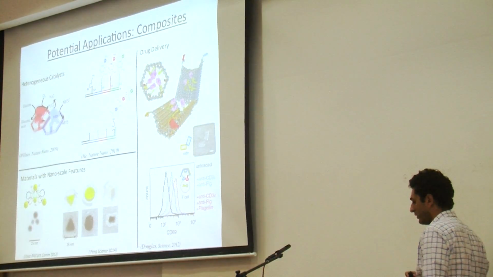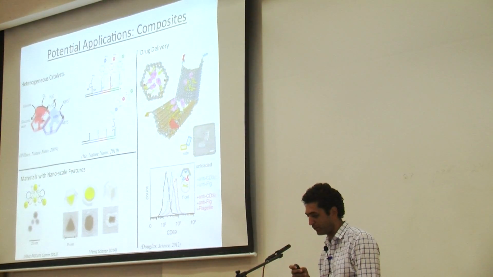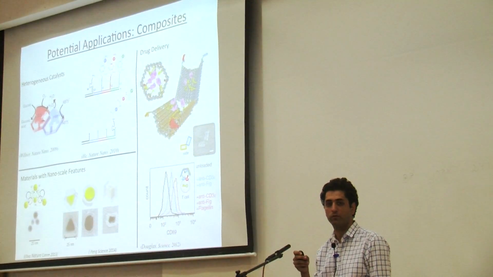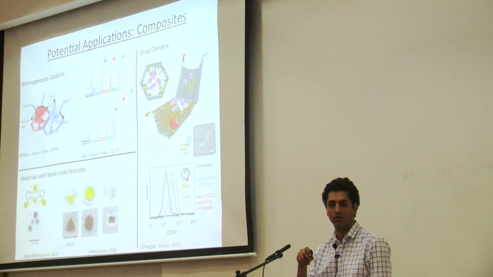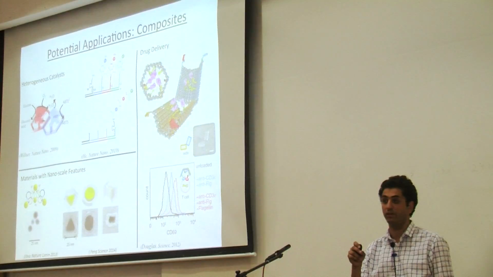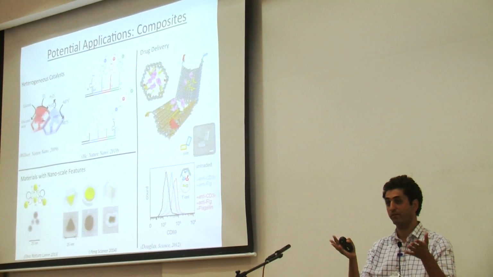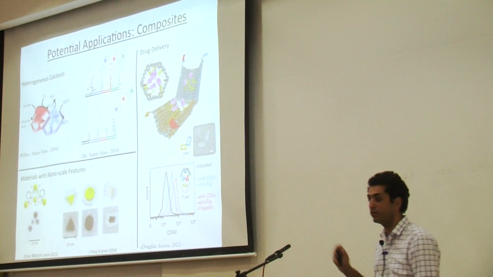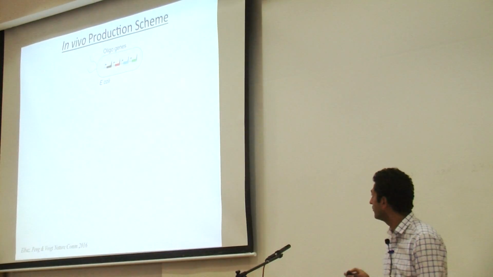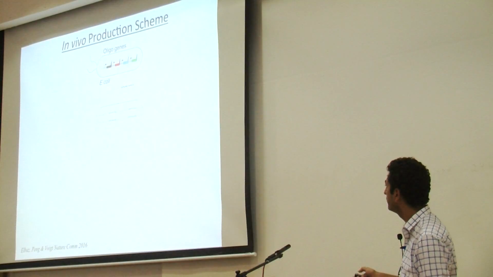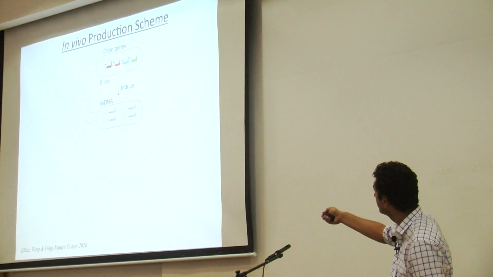But what is missing, and this is where my research goes, is how we are going to do this kind of thing in the cell. How are we going to do it genetically? So we want to introduce new parts in the cell, plasmids, and what we want to get out is all of these nanostructures.